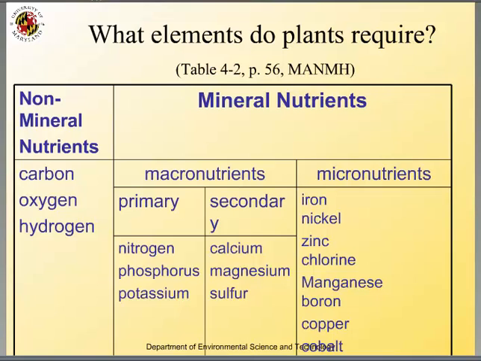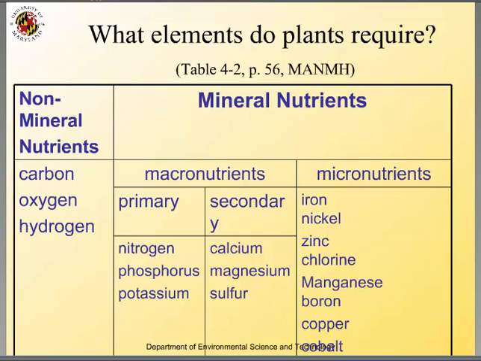So let's look at this list first: carbon, oxygen, hydrogen. Where do plants get their carbon? They don't get it from the soil. Atmosphere, okay? They split carbon dioxide in photosynthesis. How about the oxygen and the hydrogen? Where do they get that? They split water during photosynthesis, and that's the source of the oxygen and the hydrogen.